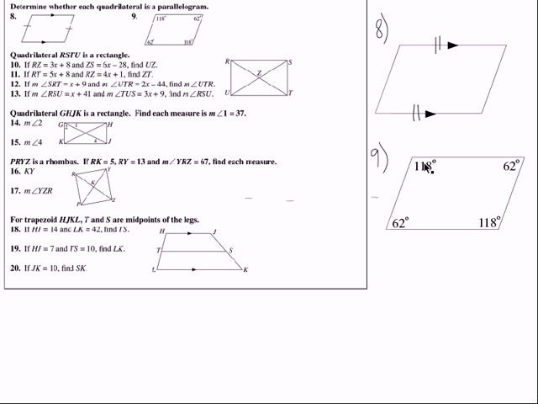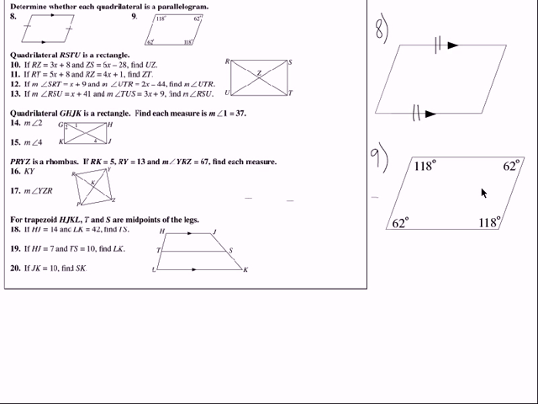Let's look at this one. Let's look at the opposite angles. That's what they give us. These two opposite angles are equal to each other, and these two opposite angles are equal to each other. So that means that this must be a parallelogram, because if opposite angles are congruent, then it's a parallelogram.